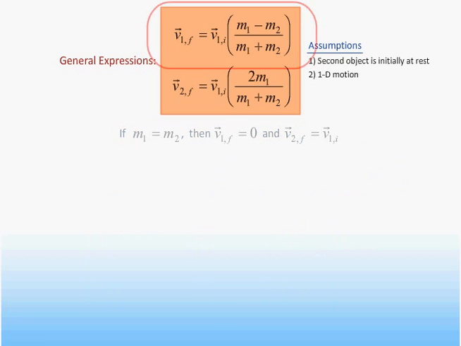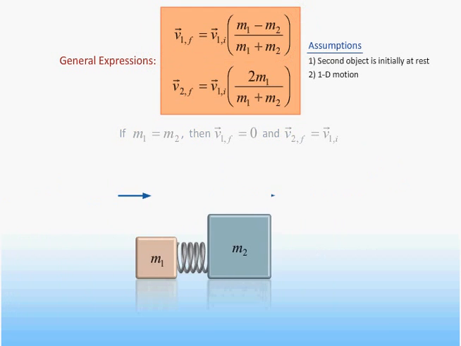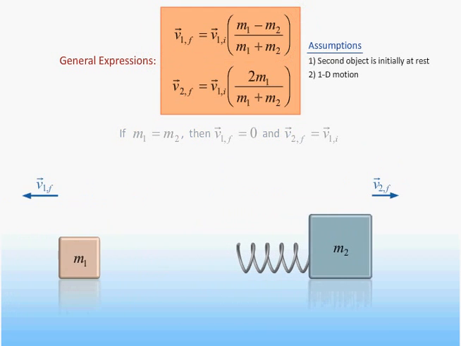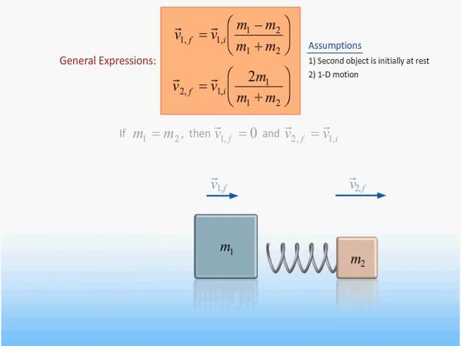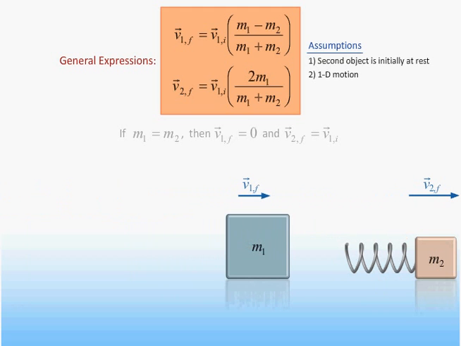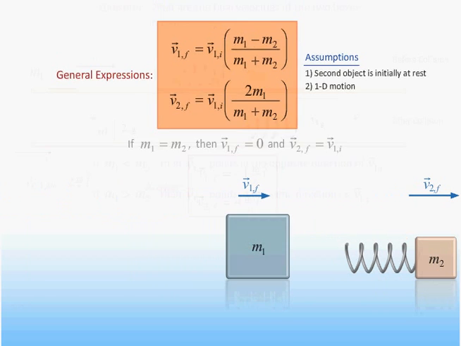Second, we see that the final velocity of the first object changes sign if m2 is greater than m1. In other words, if the first object is lighter than the second, it will bounce back. If, on the other hand, the first object is heavier than the second, it will continue in its initial direction with a reduced speed.